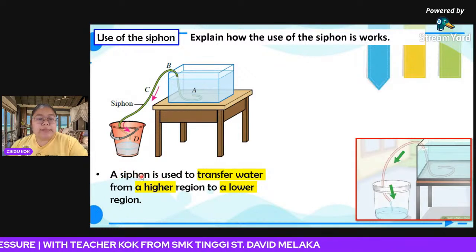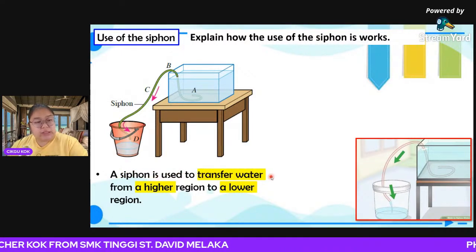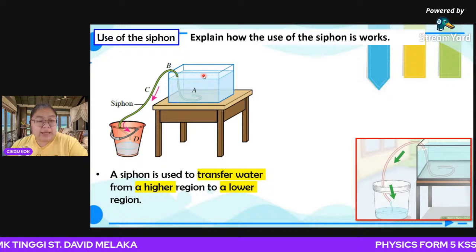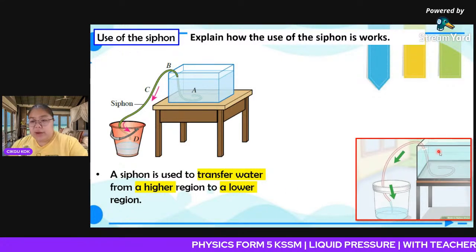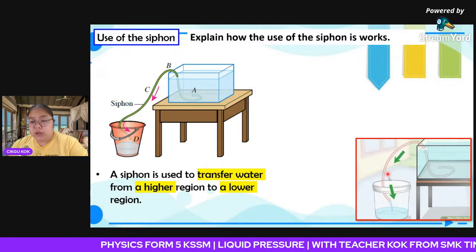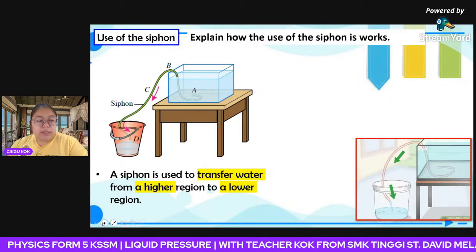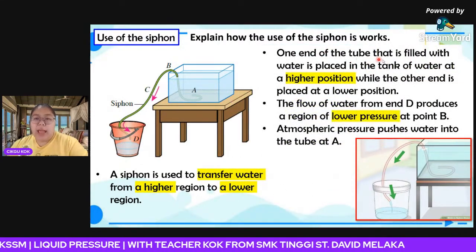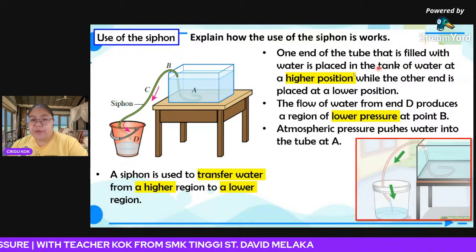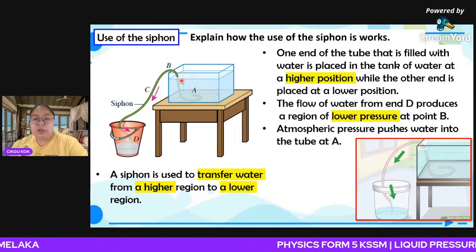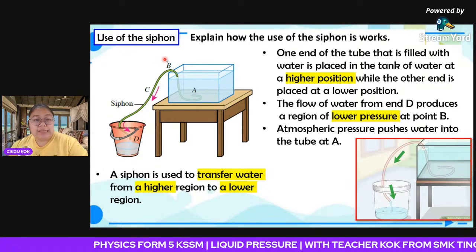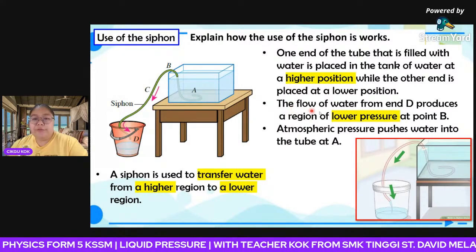First, a siphon is used to transfer water from the higher level to the lower level. You can see in this diagram, the water flows from the higher region to the lower region. Now we explain. One end of the tube is filled with water, then we put it inside the tank at the higher position. The other end of the tube we put at the lower position. This tube we call a siphon tube.